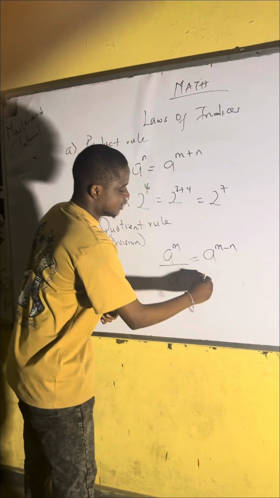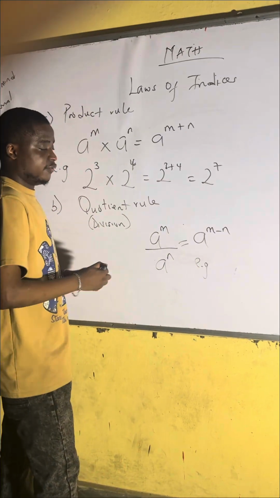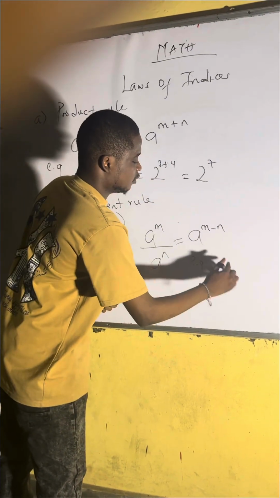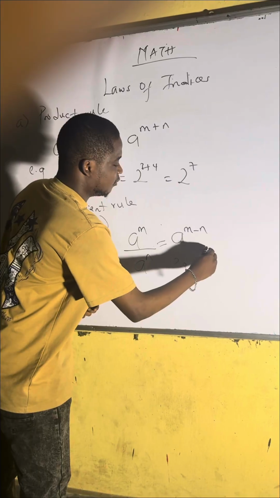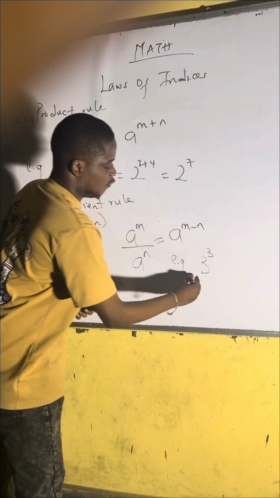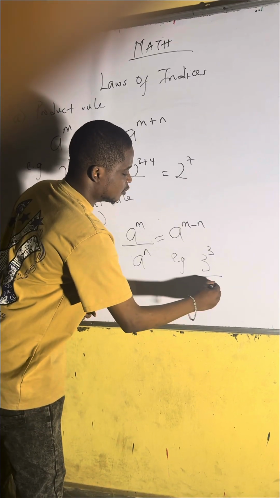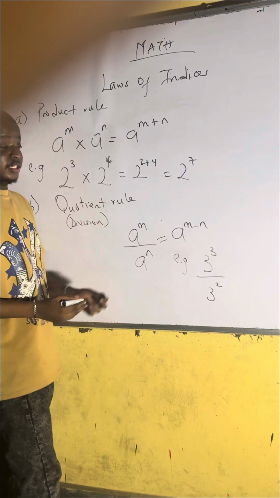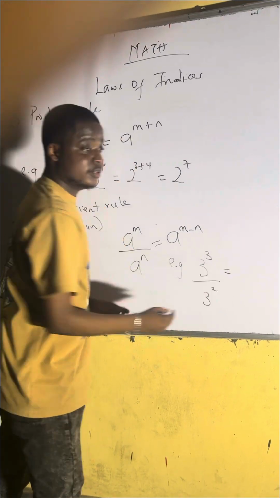So we have an example, e.g., we have 3 raised to power 3 over 3 raised to power 2. To evaluate this, it's simply going to be the same way.